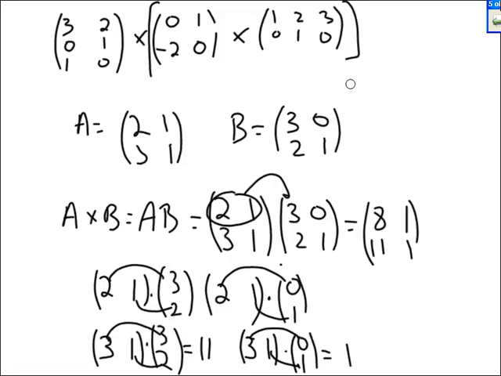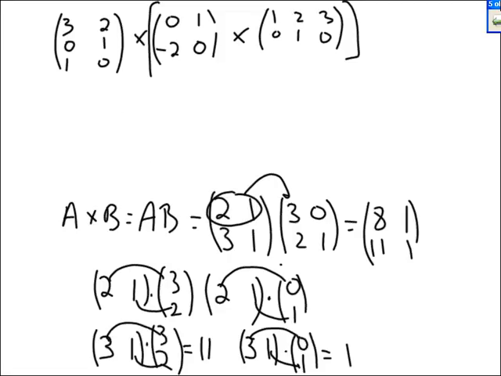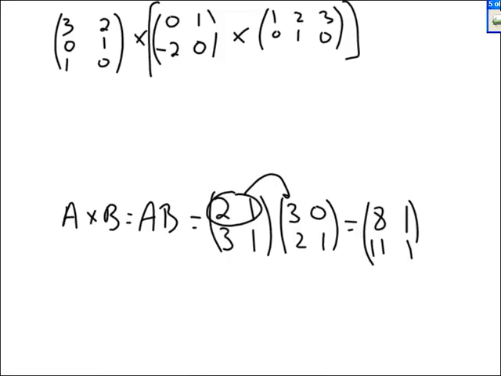Let me get rid of this. Now I'm going to do B times A. I'm going to get the same size matrix, but they won't be equal to one another. They will not be equal to one another. What is BA?